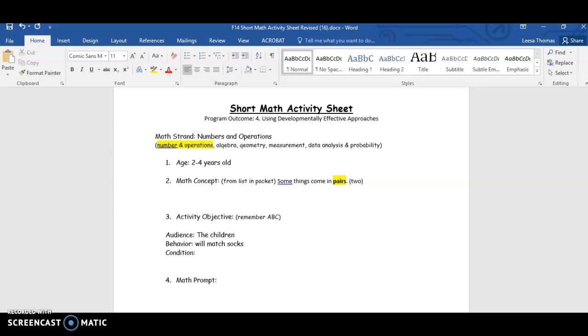Match is the behavior. Socks is part of the condition, but it's still part of the behavior. So you'll notice that sometimes there's some overlap between the behavior and the condition. And I'll say by finding two socks that are the same and folding them together. So the children will match socks by finding two socks that are the same and folding them together. Do you see how simple this can be?